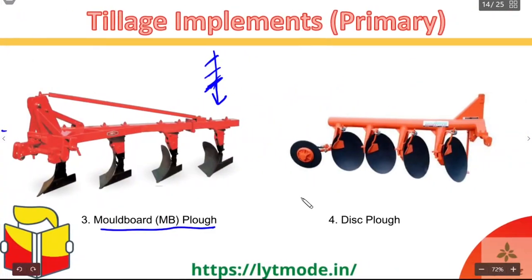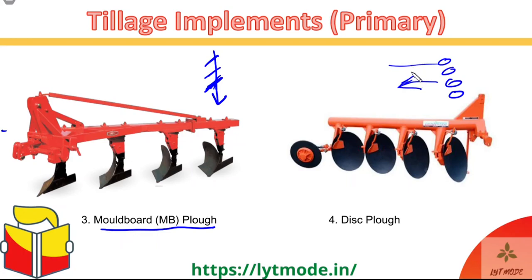Okay, then comes the disc plow. Again, with this disc plow, some students think that these discs will move straight in the field, as in if this is the disc, then in a disc plow, these discs will go like this in the field, but that is not the case. Because you must have seen this kind of an operation as well in the fields. But if the disc is going straight, if it is rolling straight like a wheel, then it's not a disc plow, it's actually a disc harrow.